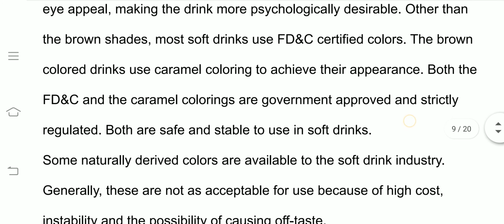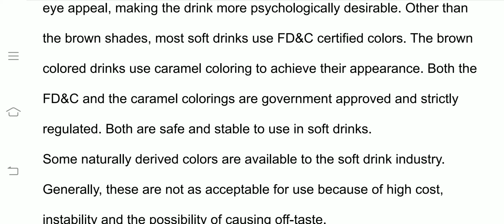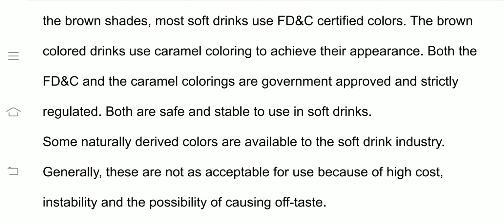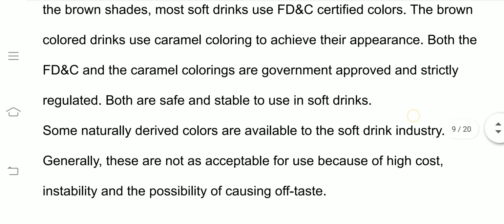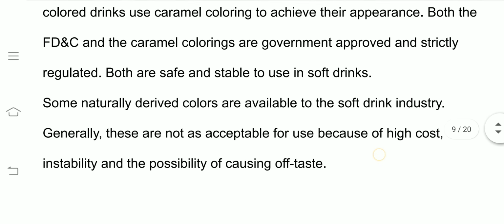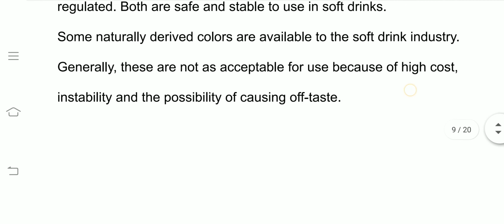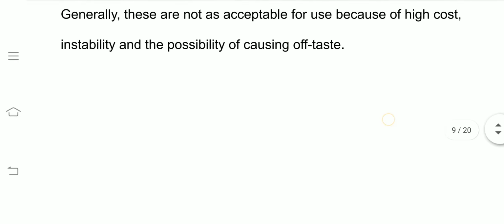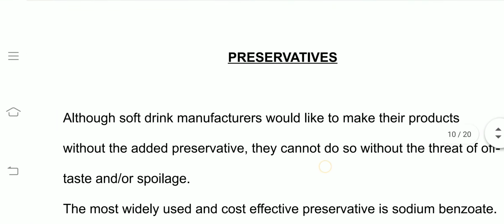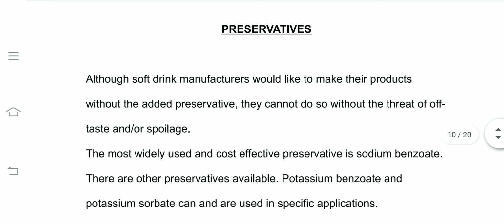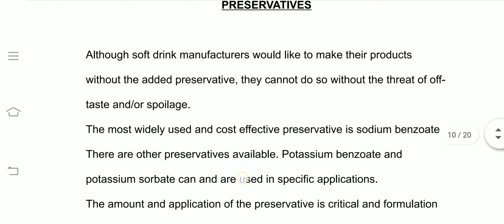Other than brown shades, most soft drinks use FD&C certified colors. That means the food grade colors. The brown colored drinks use caramel coloring to achieve their appearance. Then natural colorings are also used. It depends on the combination or desirable end product. The color, what is desirable, it is dependent on that.